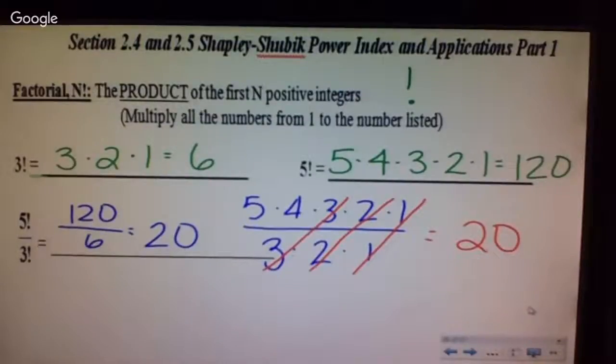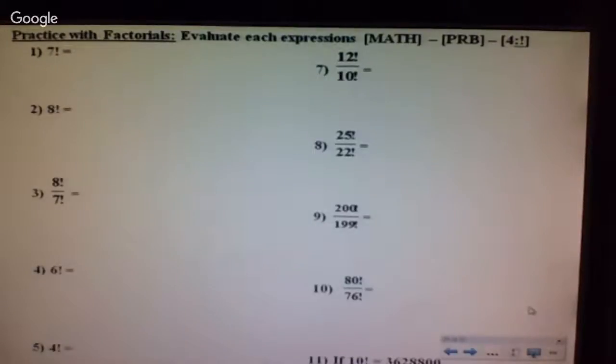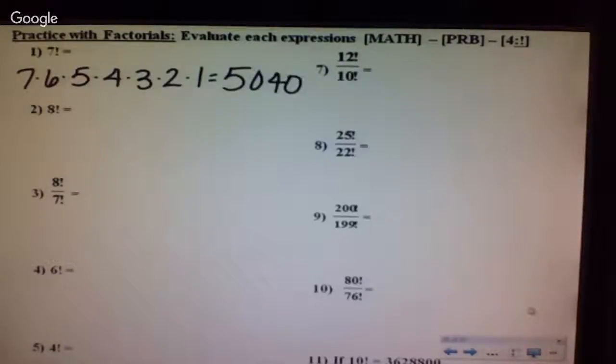So, let's do some more. Okay, 7 factorial. What do I start at? 7. So this is 7, 6, 5, 4, 3, 2, 1. Okay, 5,040. Take a look at number 2.